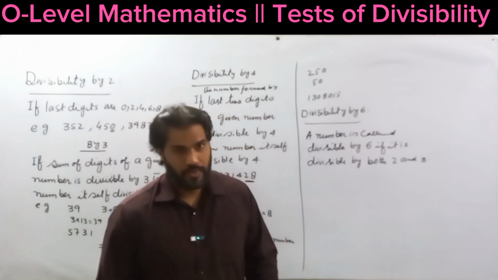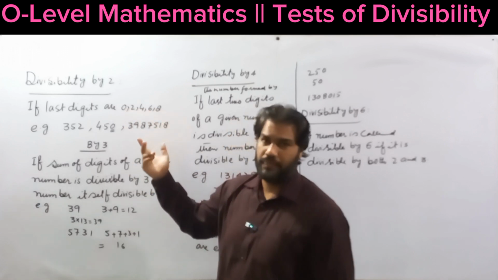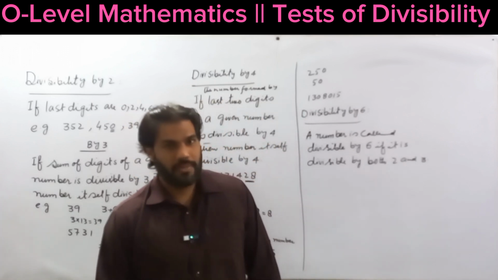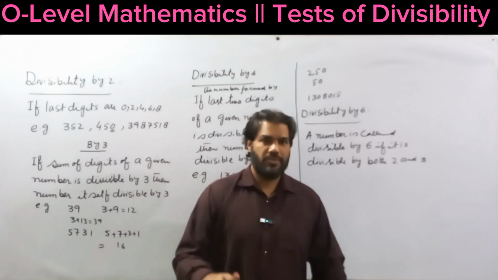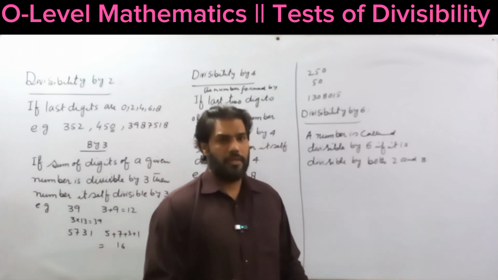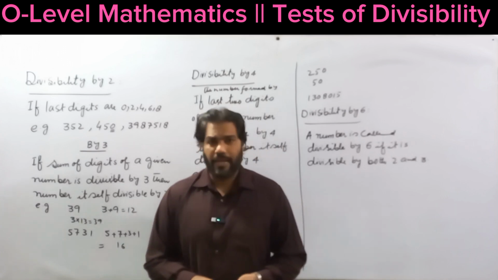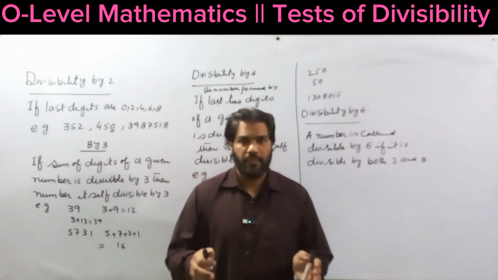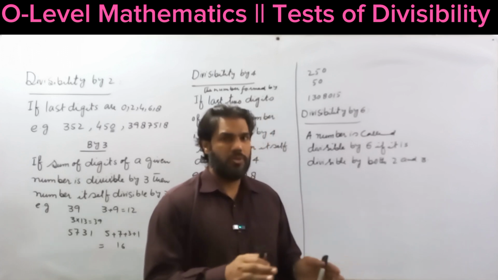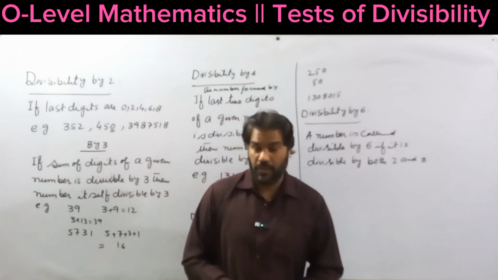That is, its last digit will be 0, 2, 4, 6, 8. Now, a number is divisible by 3 when the sum of its digits is divisible by 3. So, is it possible for an odd number to be divisible by 6? No, this is not possible.